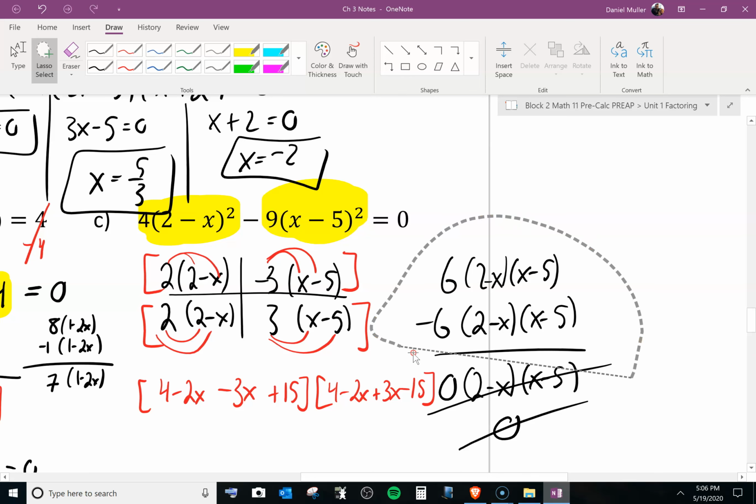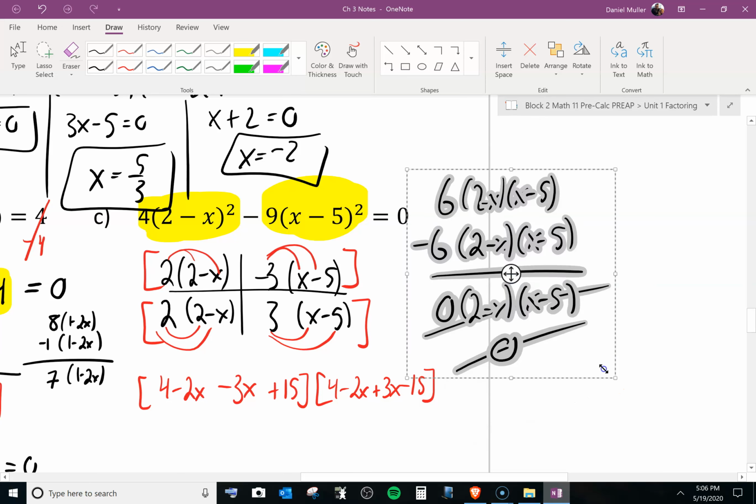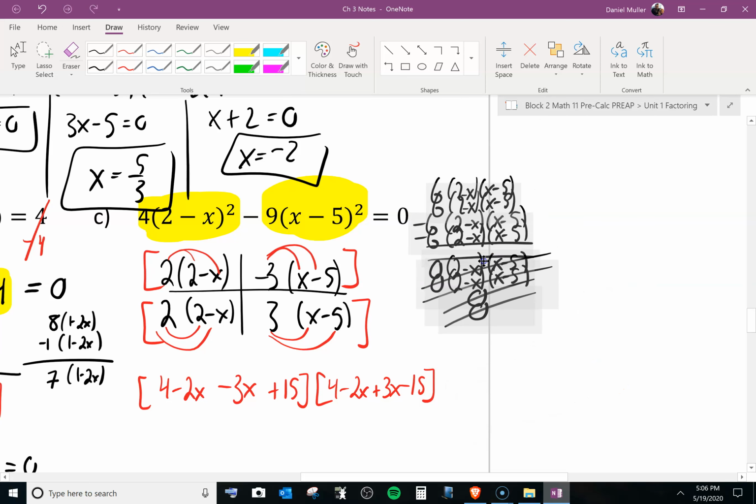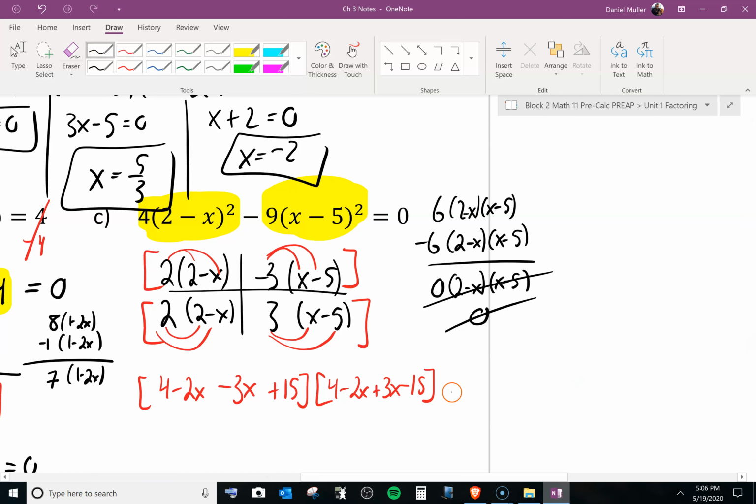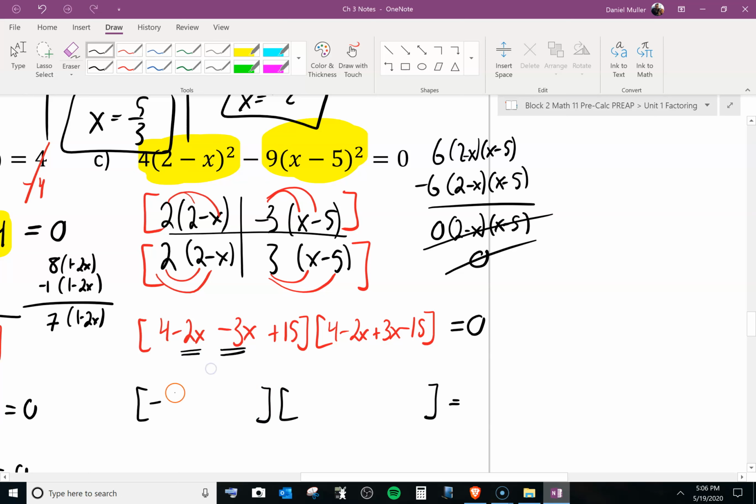Great. Now I've just got myself stuck because I've written so largely here. And that is equal to 0. So I can simplify that for these. I've got a negative 2x and a negative 3x, which is a negative 5x. And 4 plus 15 is going to be a 19. And then I've got a negative 2x and a positive 3x, which is a 1x. And then 4 minus 15, I guess, is negative 11.